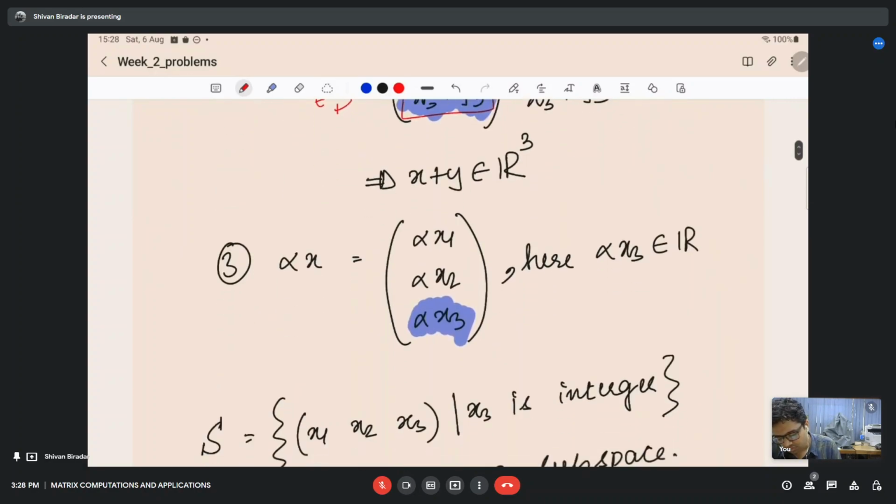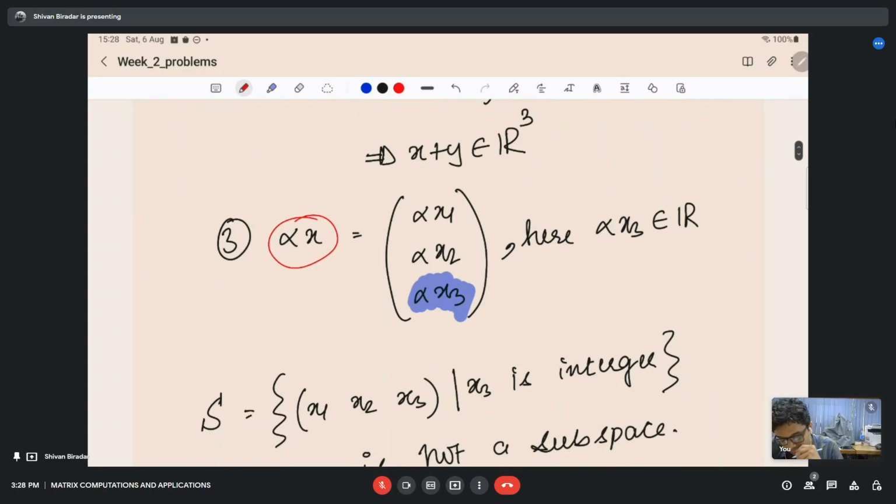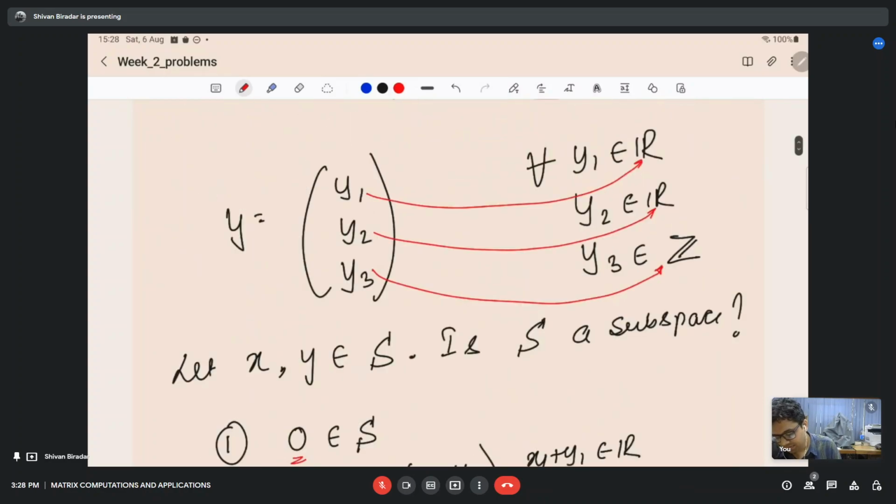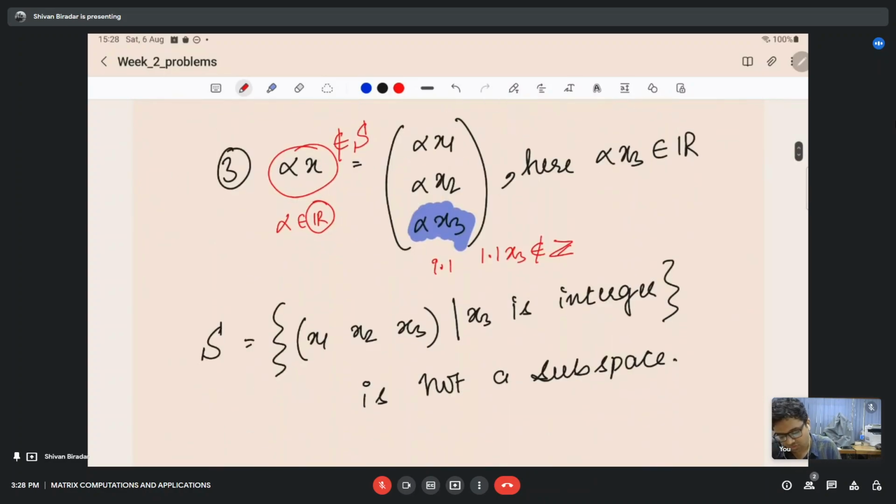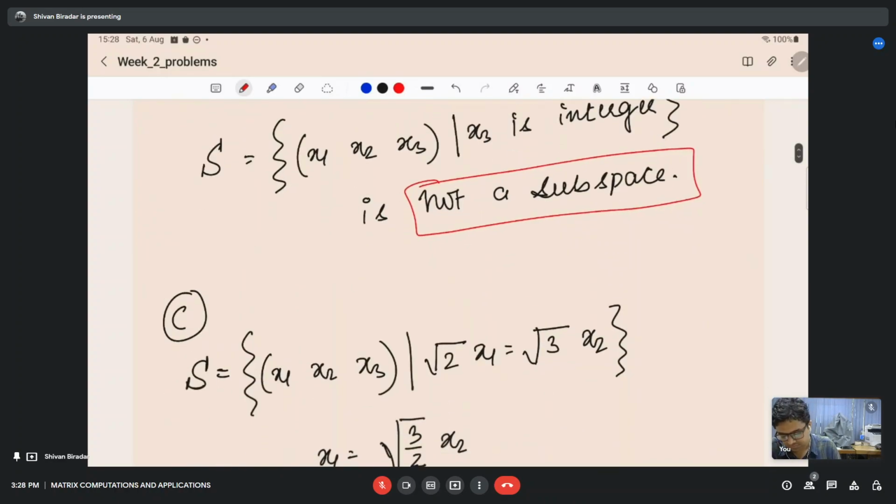But what about this property? The scalar multiplication of this vector x. Alpha can be anything in the real numbers because this is my field. So alpha times x3. Let us say that alpha is 1.1. 1.1 times x3 will not belong to the set of integers. So this part does not belong to subset S. So again, this set S is not a subspace.